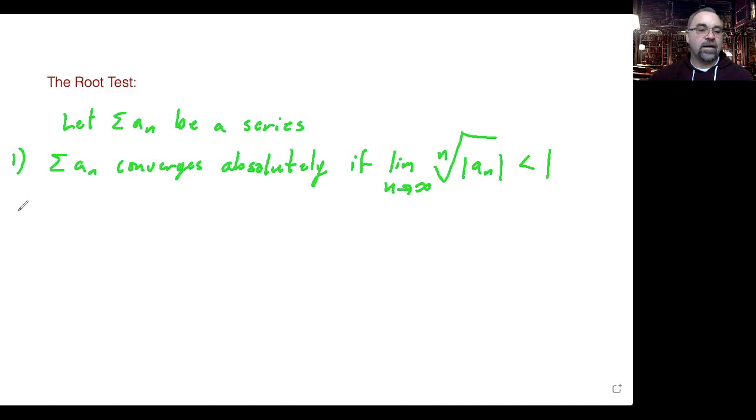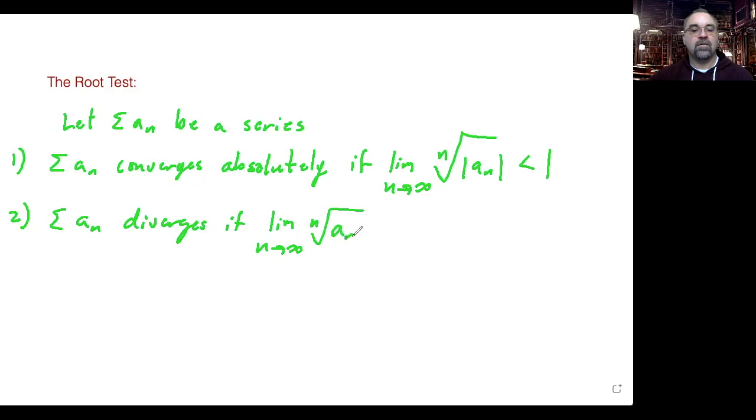Okay, guess what? a sub n will diverge if our limit as n approaches infinity of the nth root of the absolute value of a sub n is greater than one. And just like before, the root test fails if the limit is one.